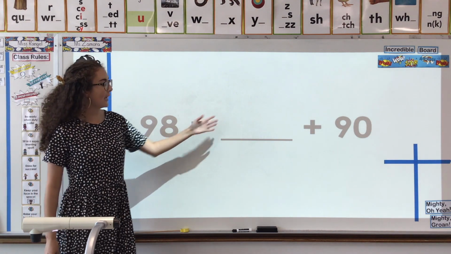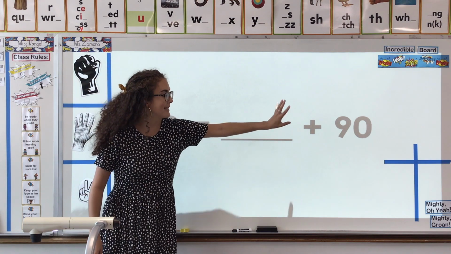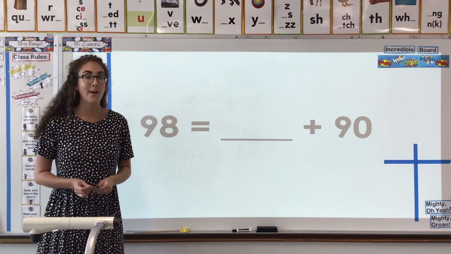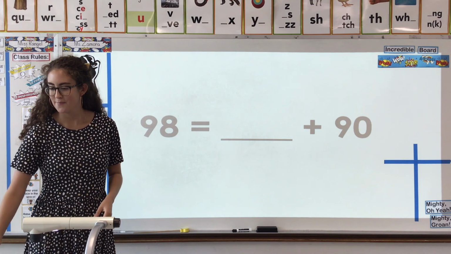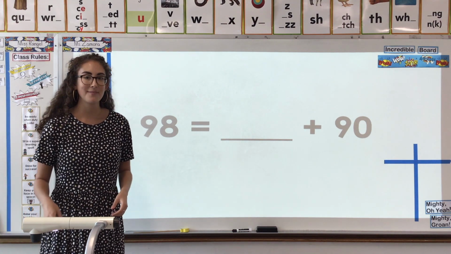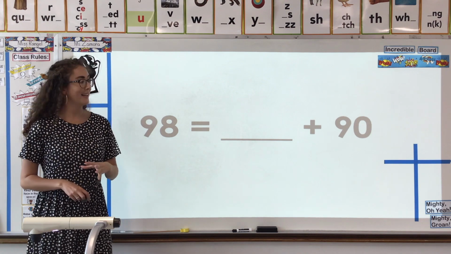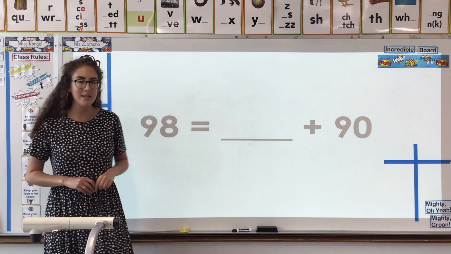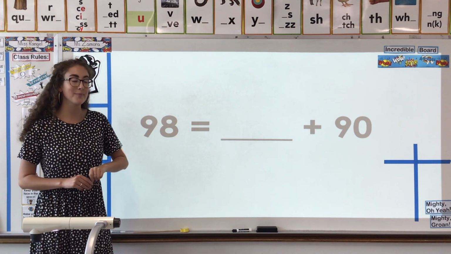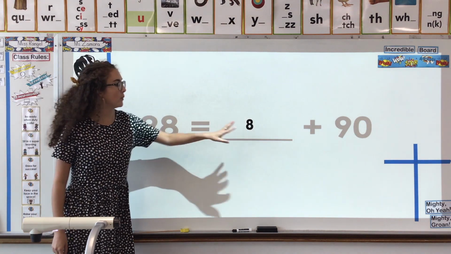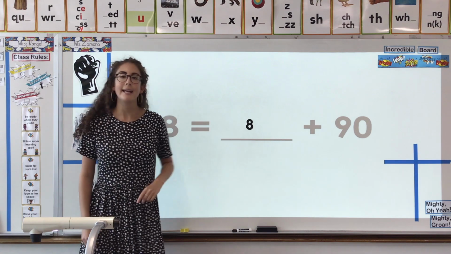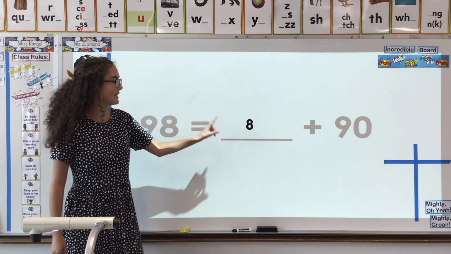98 equals blank plus 90. Which part is missing? The ones are missing. So how many ones do we need? 8. 98 equals 8 plus 90. 9 tens, 8.